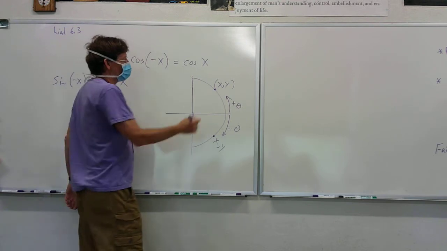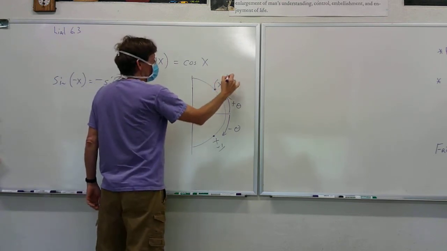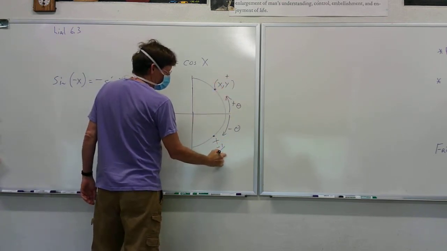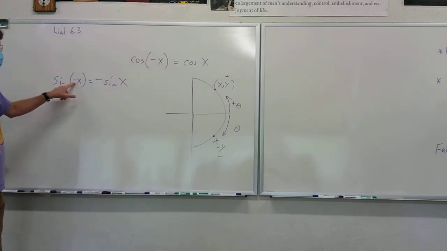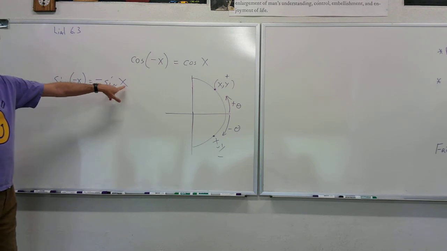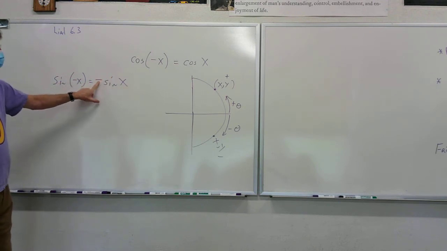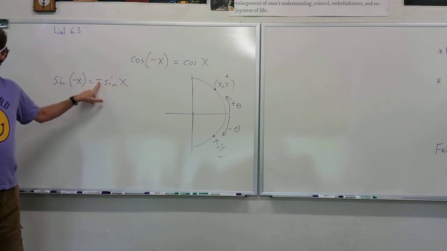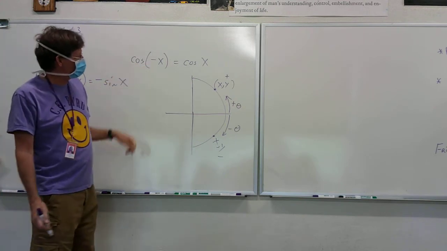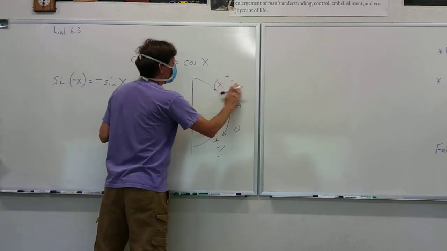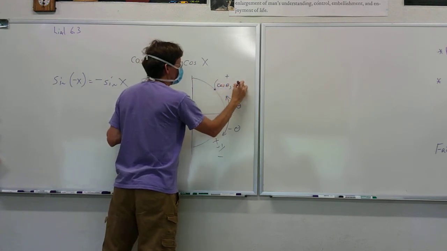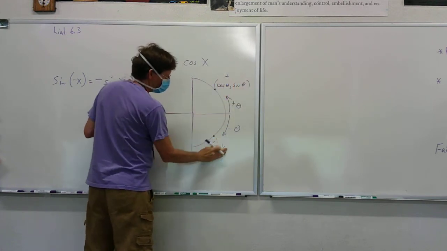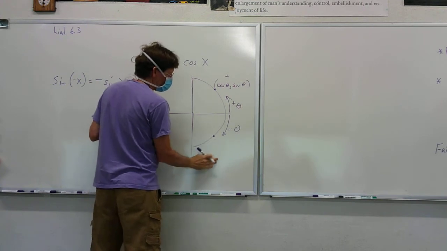Notice if you're talking about the y value, up here you're getting a positive y value, but down here you're getting what kind of y value? A negative. So if you're going in the negative direction, you're going to get the same thing you would get going in the positive direction if you multiply it by what? Negative 1. For cosine of negative x, if you're going in the positive direction, that way, or if you're going in the negative direction, you're going to get the same value.